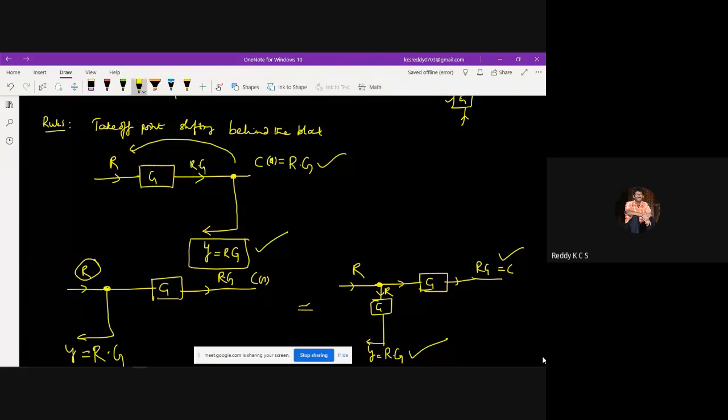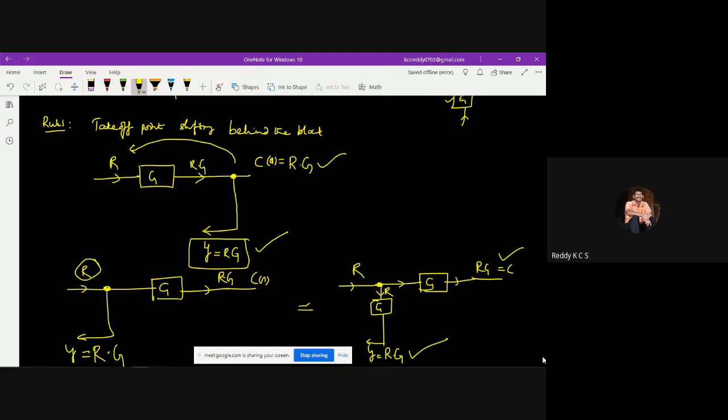So what is to be done when we want to shift the takeoff point to the left side? The block gain, that is the g over which you are shifting, that same block gain value will be added in this signal. The block is incorporated in this signal in series with the signal. This is what we need to know.